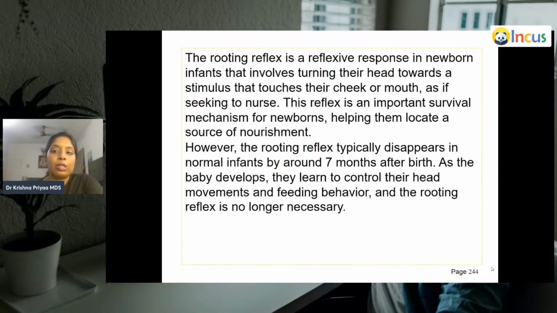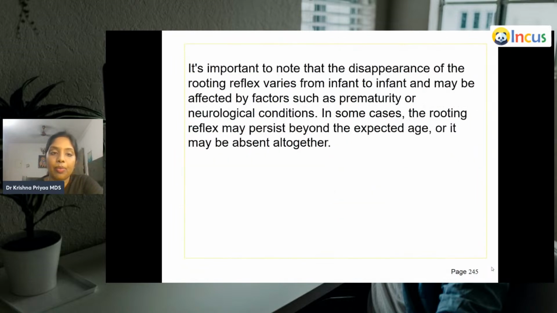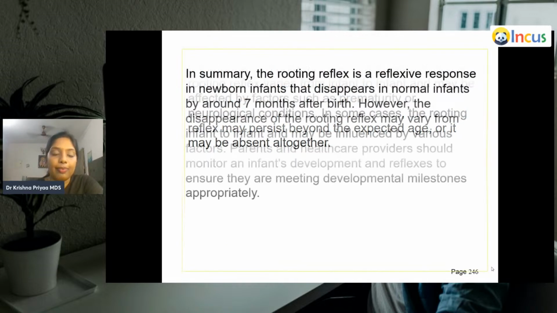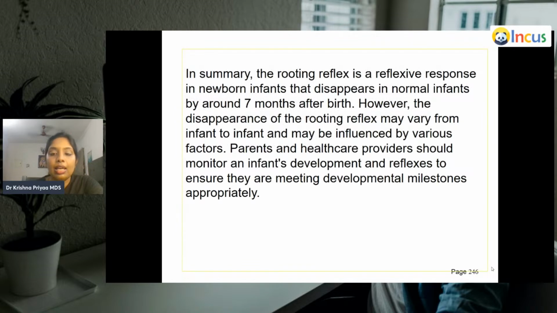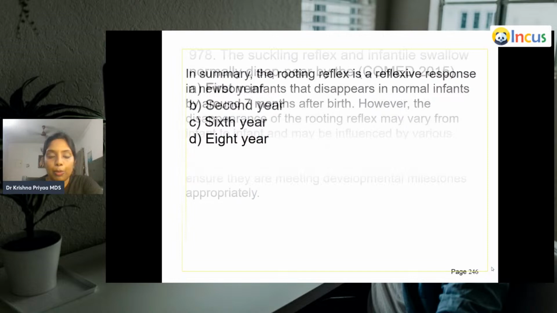It is a reflexive response in the newborn, which involves turning their head towards a particular stimulus. It can be anything. This rooting reflex usually disappears around 7 months, though sometimes it can be up and down. They also learn to control their head movements and feeding behavior, and then the rooting reflex is no longer necessary. The disappearance of the rooting reflex varies from one person to another. It can be because of supermaturity, poor maturity, or delayed maturity as well. Usually it disappears by 7 months, and one should monitor the infant's development and reflexes to ensure that they are meeting their milestones appropriately.